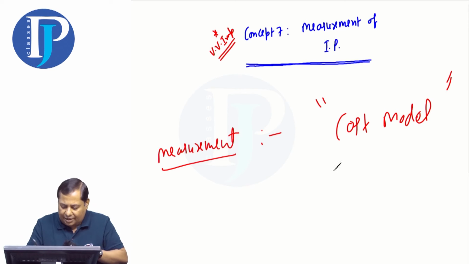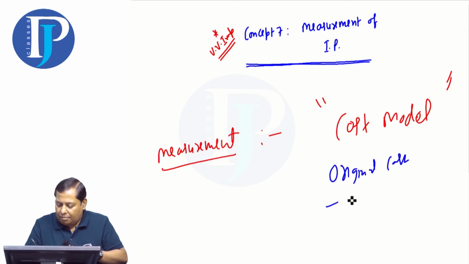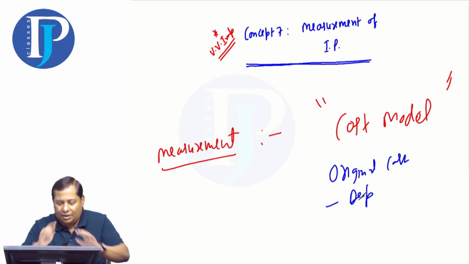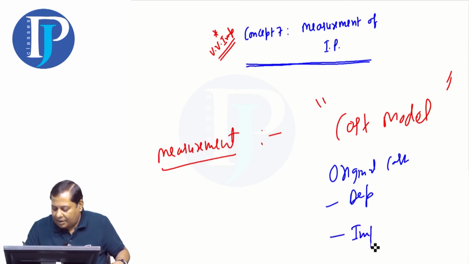The cost model says that you should first write the original cost and then subtract depreciation. Here we have written down the asset's original cost and deducted depreciation. This is normal. The next step is to subtract the impairment loss, if any.